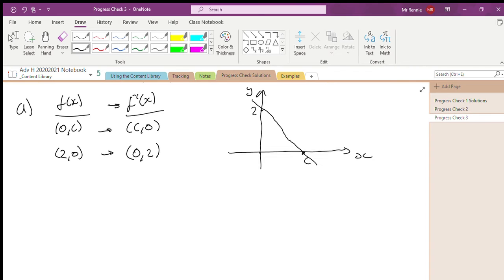So that's me, got my 2 marks, I've got the shape of my graph, and I've labelled my axes where they cut as well. Okay, they've intersected the coordinates. So that's part A done. We'll now go to part B.